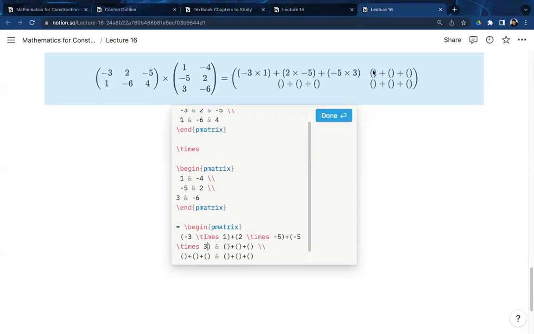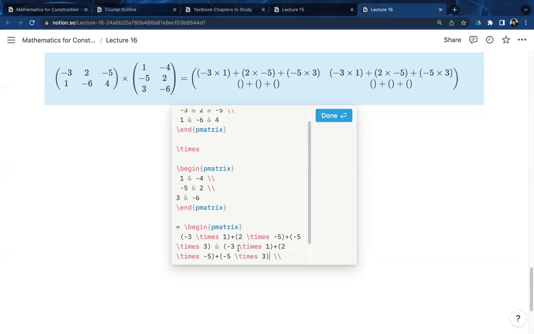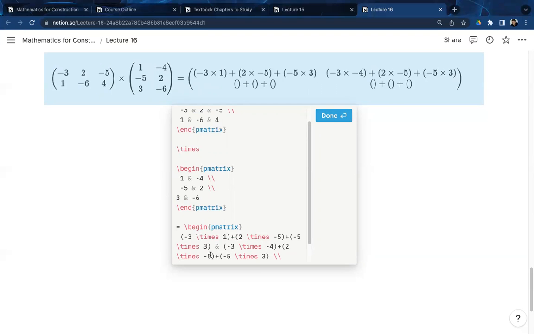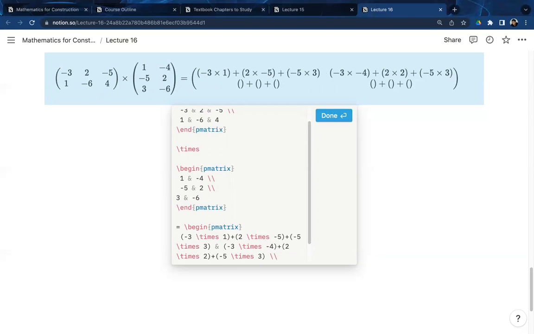First row, second column. So we could actually copy this and just change the second number. The second number will be, this will be negative 4. This will be 2. And this will be negative 6.